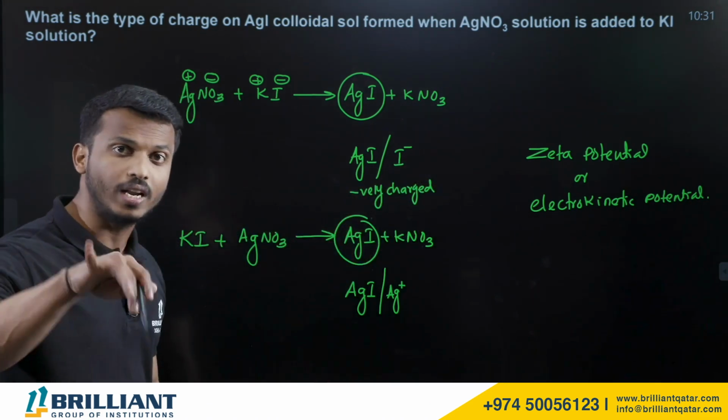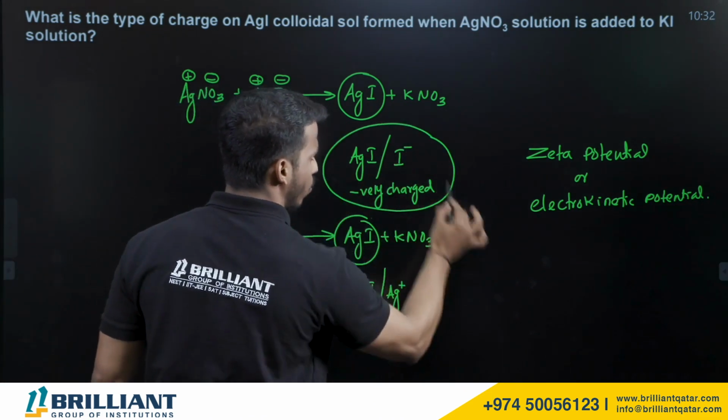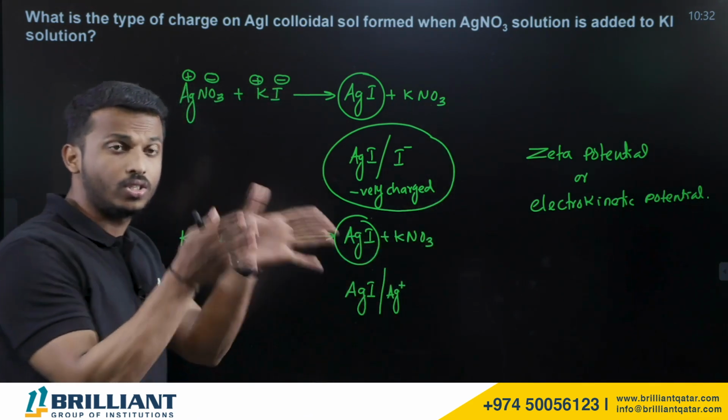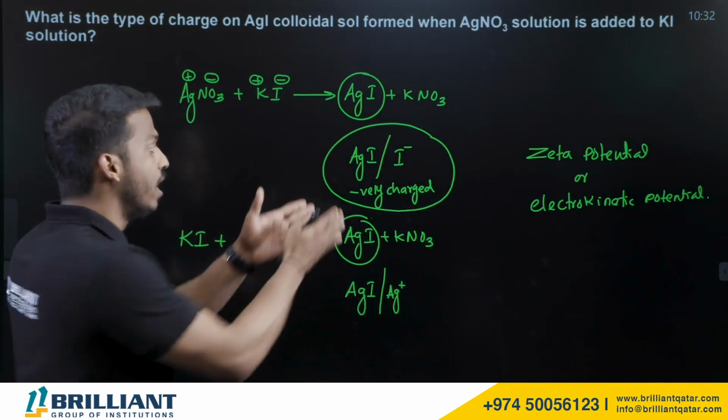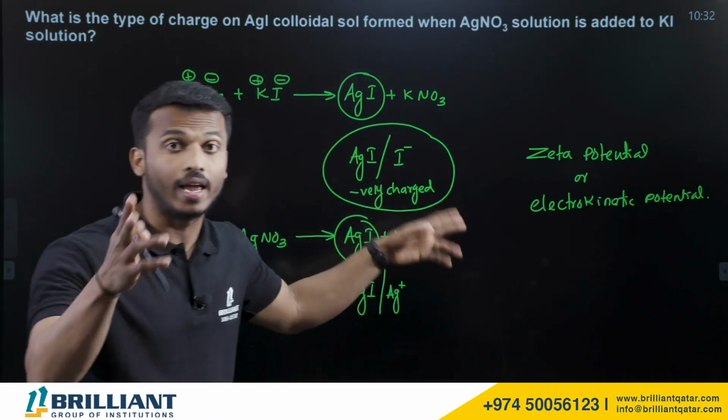It is a potential difference between the charged layer and the counter ion. There will be a counter ion here, they will make another layer. The potential difference between these two layers is known as what? Zeta potential. Which layer?